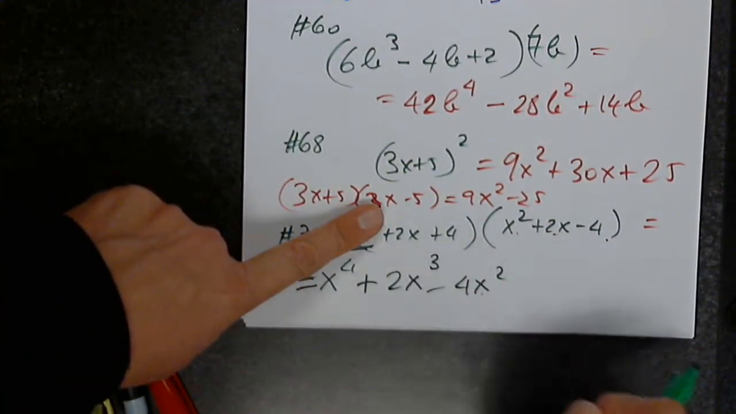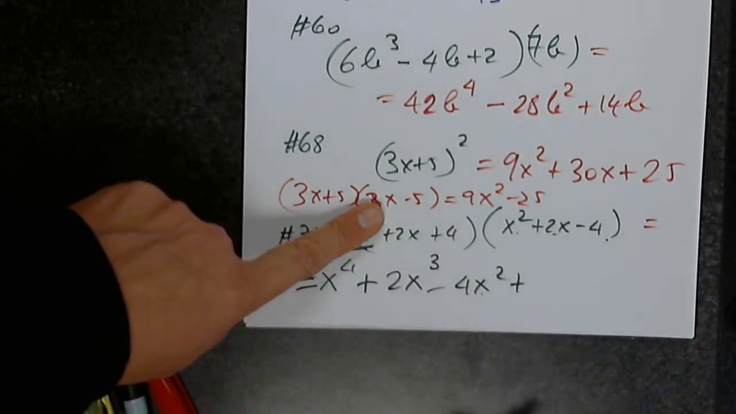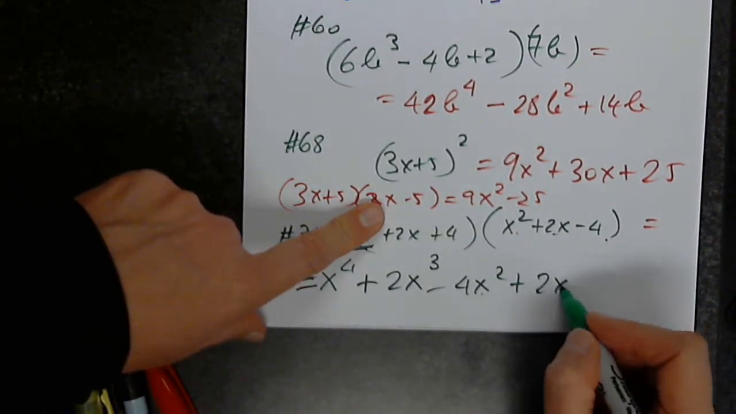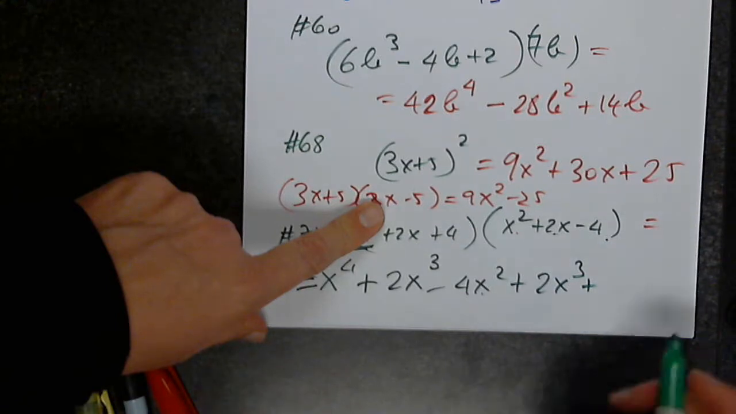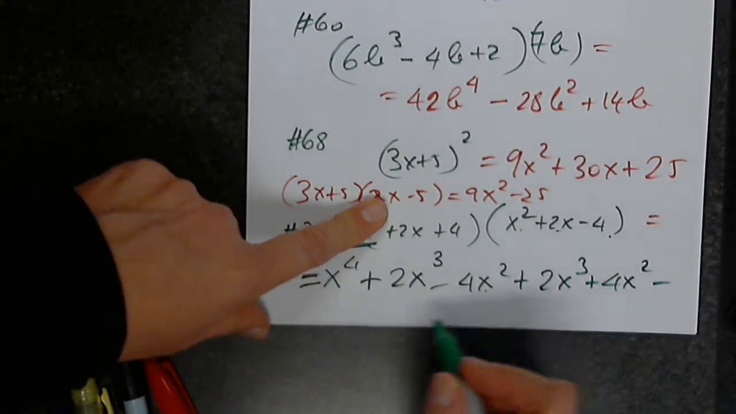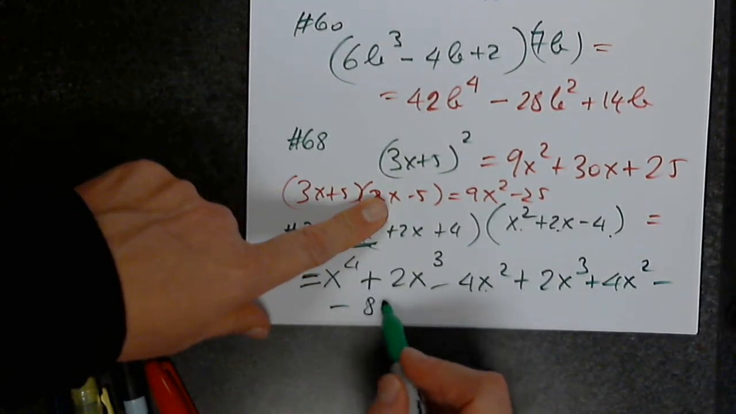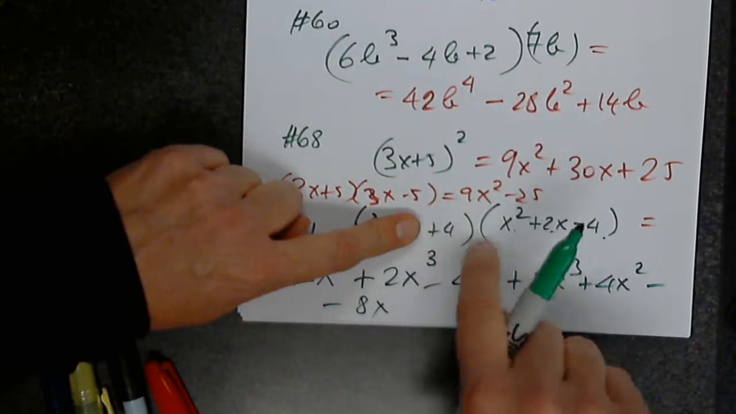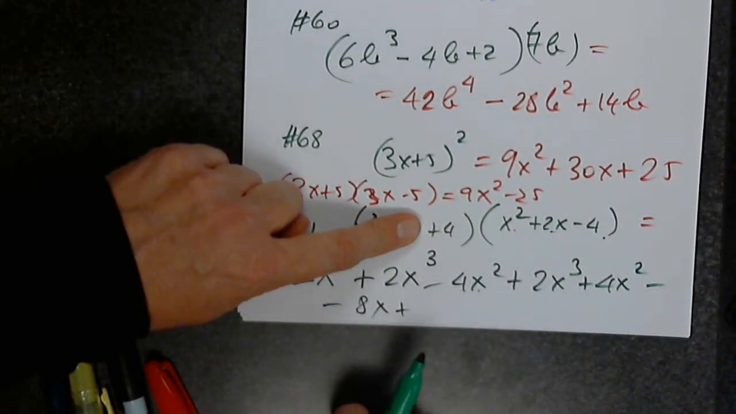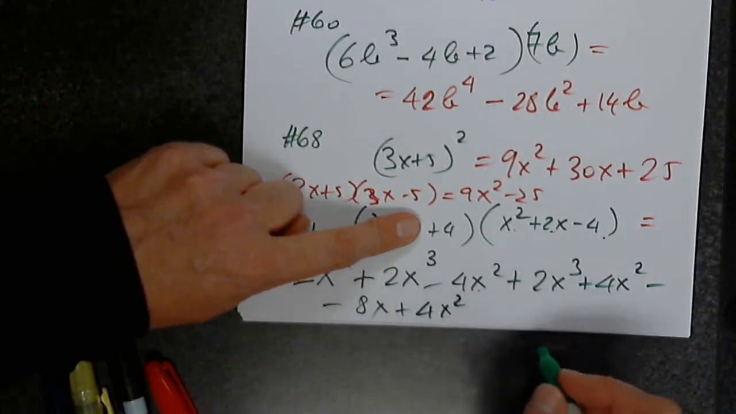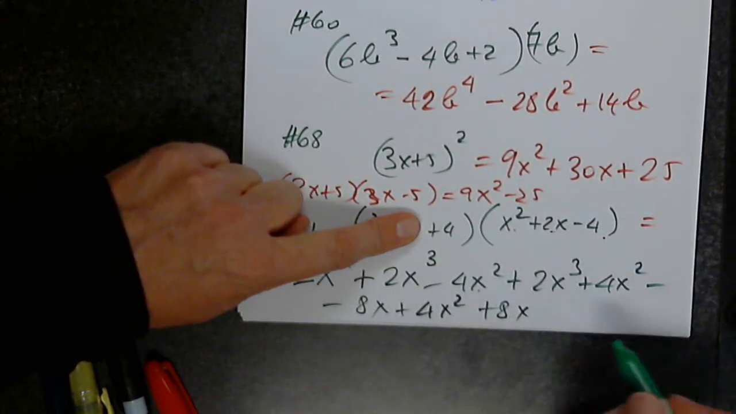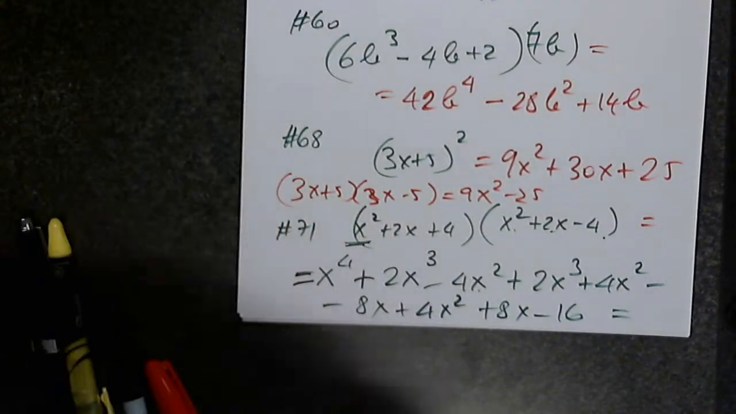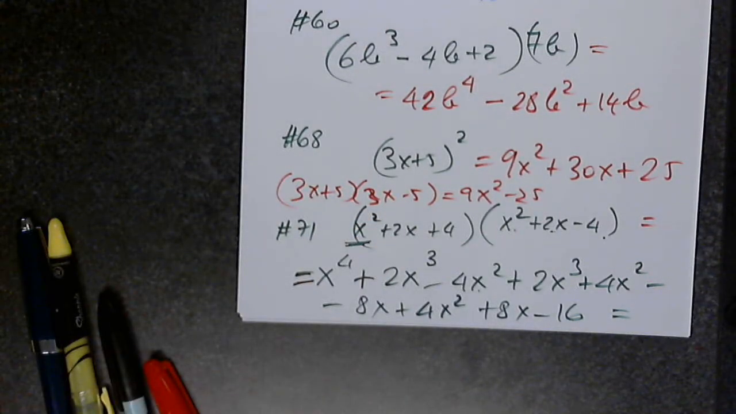Now I'm distributing the second term to all of them. Plus 2x cubed. Plus. Very good. Minus. Very good. I'm done with the second term as well. Now I distribute 4 to all three. Plus. Very good. Now remember, you have to combine like terms and present everything in descending order.